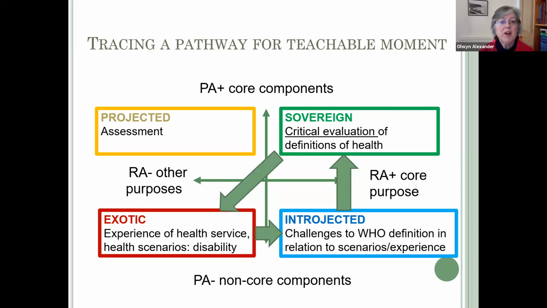So what would a pathway for the teachable moment look like? It would say, well, the critical evaluation of the WHO definition is based on critical questioning. We want the students to apply those critical questions in their own experience and understanding, moving to the exotic. We want them to move back to Introjected to challenge the WHO definition and relate their scenarios and experience to it, and then move back to Sovereign to realise that what they've just done is a critical evaluation of this particular definition.